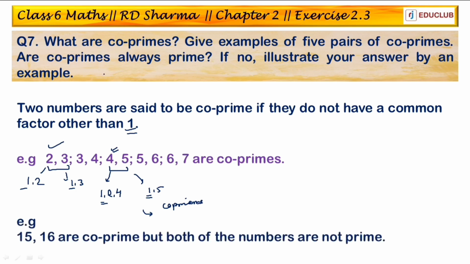Next, are co-primes always prime? No, co-primes are not always prime. Let us see one example: 15 and 16. Factors of 15 are 1, 3, 5 and 15. Factors of 16 are 1, 2, 4, 8 and 16. The common factor is 1 only. So we can say 15 and 16 are co-primes.